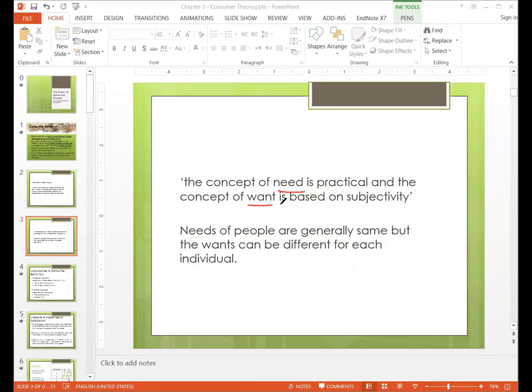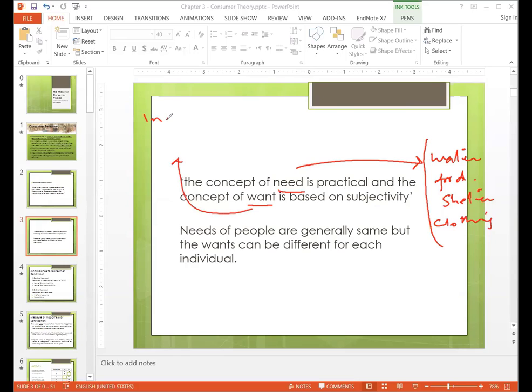Need means everything that is practical, means you need water, you need food, and you need shelter and clothing. These are things that every human needs. So it is practical that if somebody is asking for this, we know that he is actually asking for things that are actually needed. Without them, they might not survive. And want means the things that are individual specific.